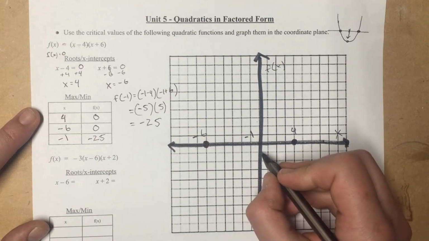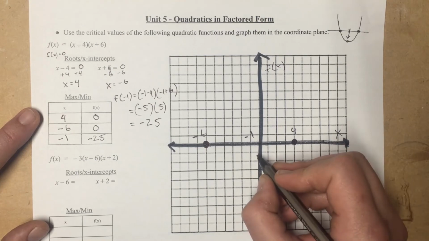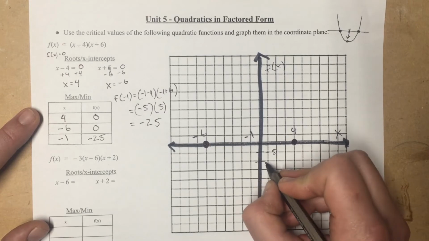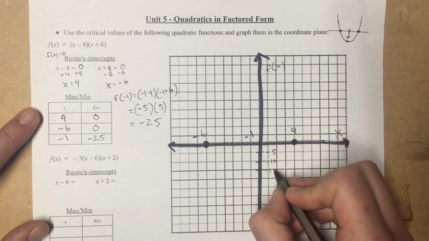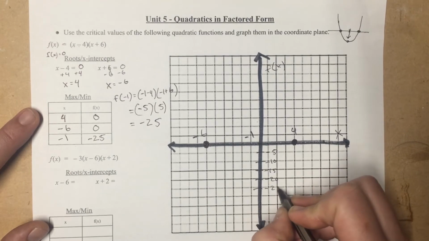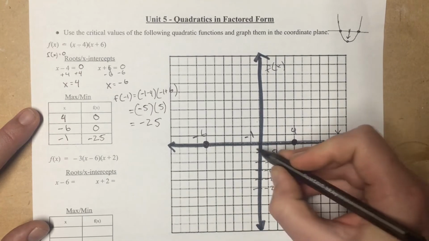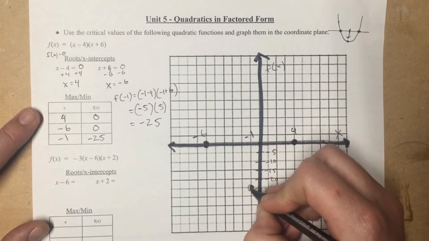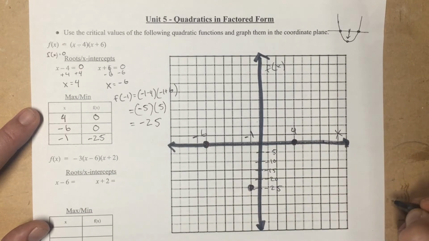Why don't I scale my axes here and count by, let's see, 1, 2, 3. Let's go ahead and count by 5s. Why not? I'm going to make this -5, -10, -15, -20, -25. So when x is -1, we will be down to -25.